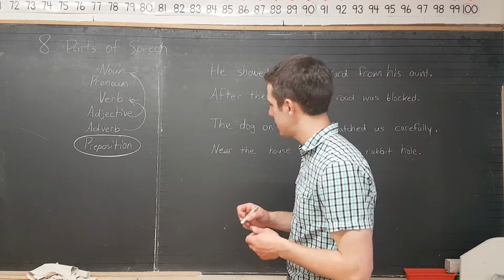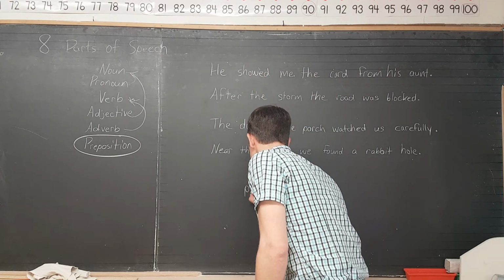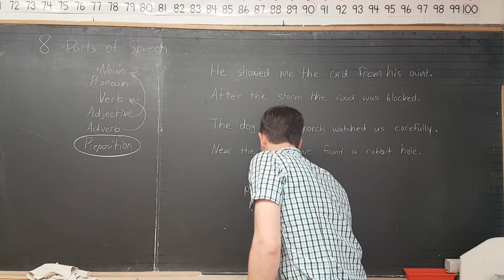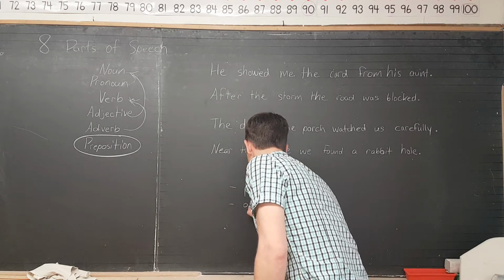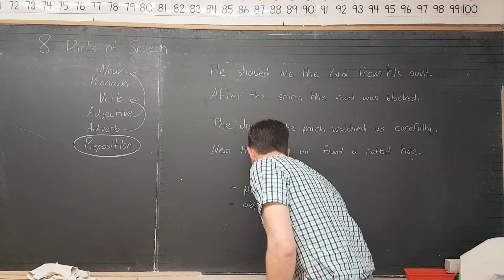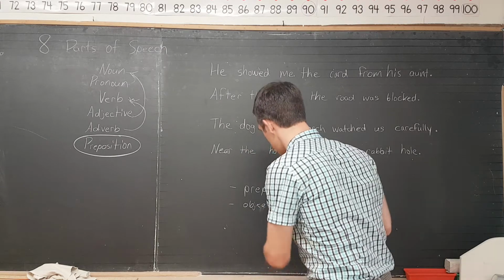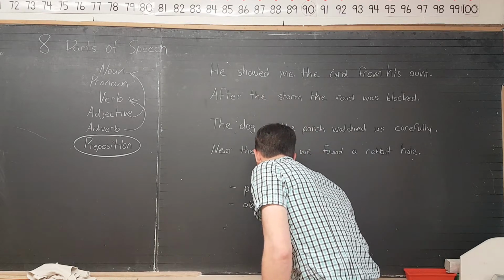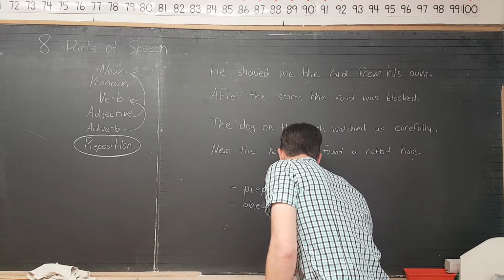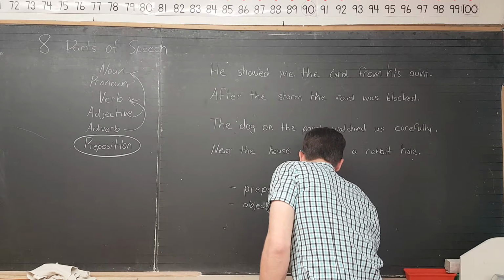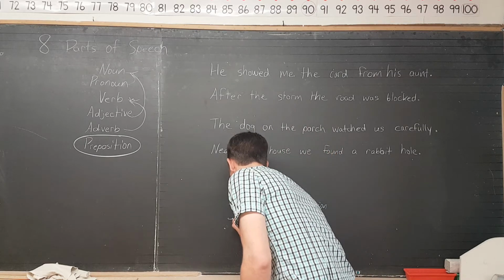Let's just write that right here. Object of a preposition, and adjectives. Oh, I'm misspelling. Who would have thought, I did it again.